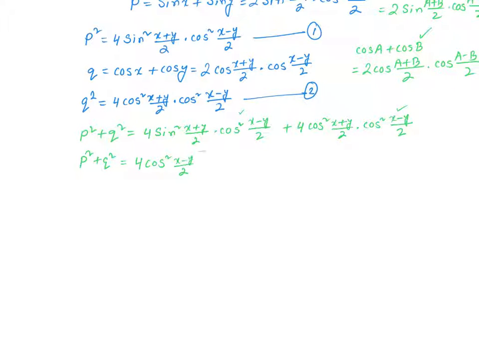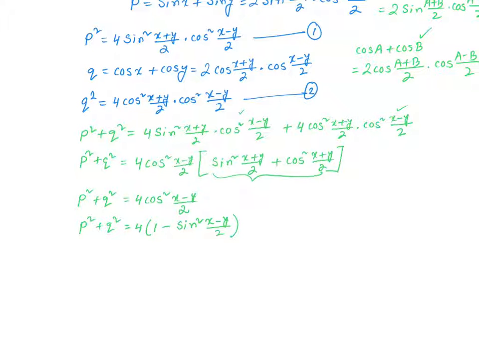If I factor that out, in the first term I am left with sine square of x plus y divided by 2. In the second term I am left with cosine square of x plus y over 2. That's interesting. This thing is very simple. It evaluates to just 1. Remember, sine squared theta plus cosine squared theta is equal to 1. So p square plus q square is equal to 4 cosine square of x minus y divided by 2.